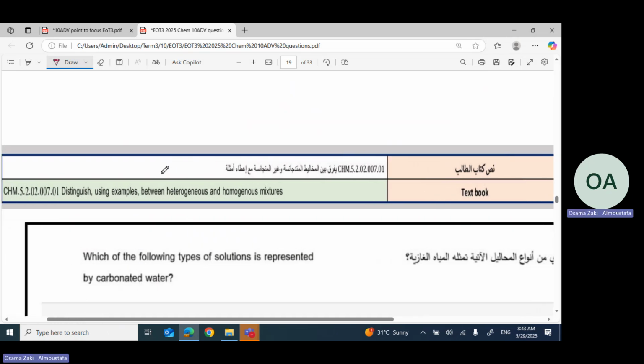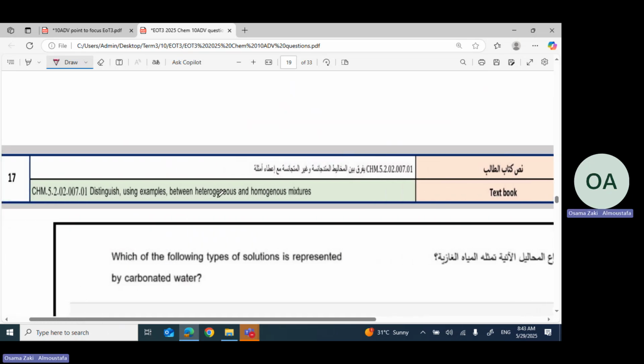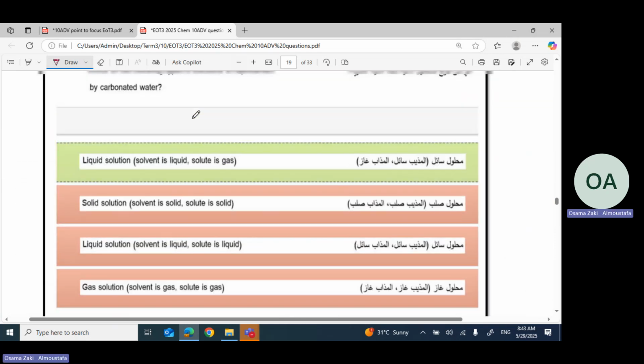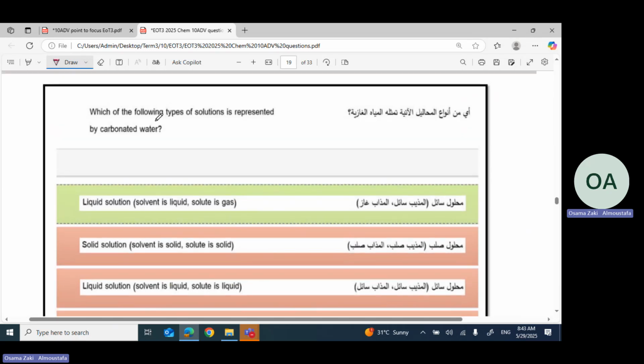Here, differentiate between homogeneous and heterogeneous mixtures. Okay, so here, what do we have? The type of carbonated water. Carbonated water, or soda water, is made up of carbon dioxide dissolved in water. So carbon dioxide is the gas, which is the solute, dissolved in water, which is the liquid. So the solvent is liquid, which is water, and the solute is gas, CO2, carbon dioxide. Okay, so this is the answer.